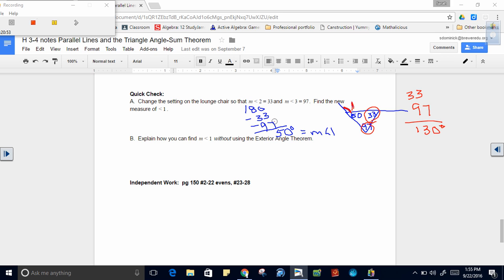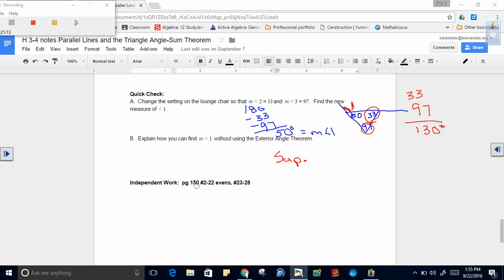Okay, so I can either use the exterior angle theorem for a triangle, which we did here, or I can use supplementary angles. Okay? If you have questions on that, please let me know. I'm sorry that I messed up my picture for you.